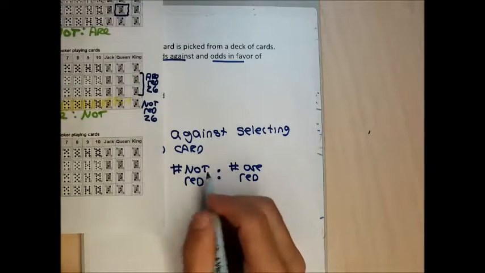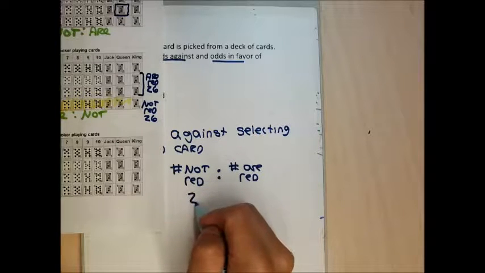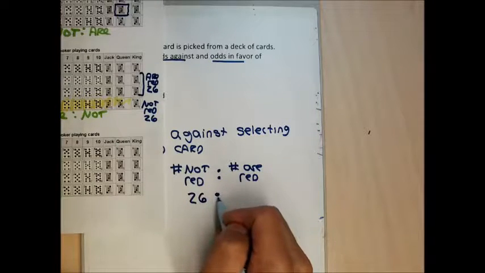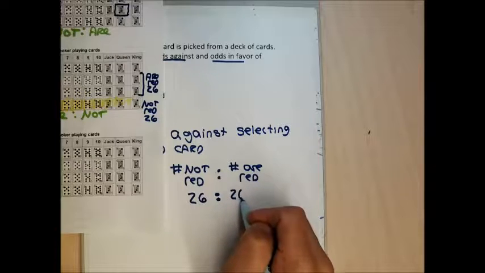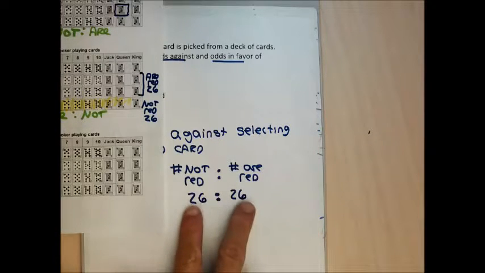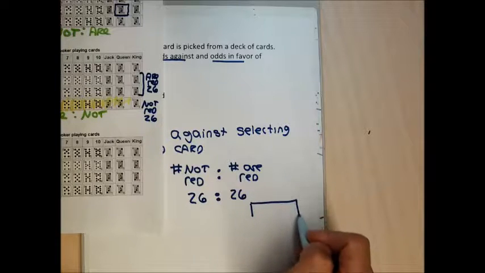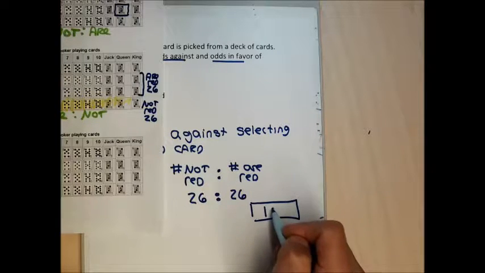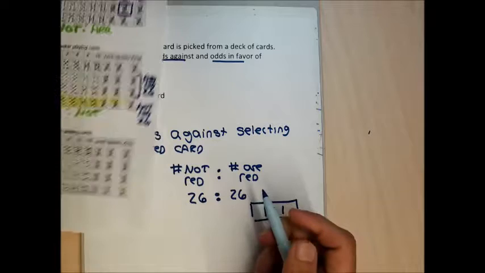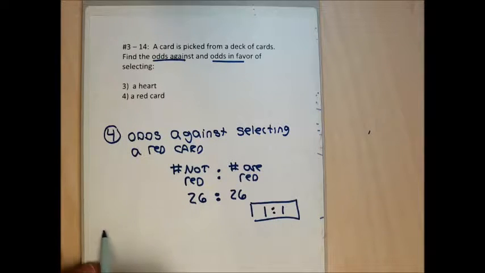When I go to do my probability or my odds, I'm going to write the 26 that are not red first, followed by the 26 that are red second. I'm going to treat this as a fraction and reduce it by 26. 26 divided by 26 is 1 for both of the 26s. So this is going to be the odds against selecting a red card.